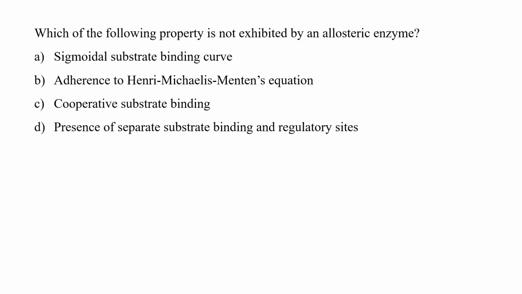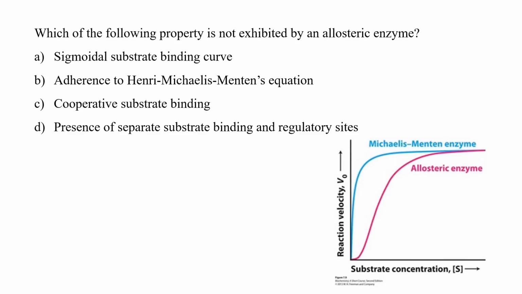Which of the following properties is not exhibited by an allosteric enzyme? So from these four properties, we have to find out which is not a characteristic property of an allosteric enzyme. Sigmoidal substrate binding curve. Definitely, a sigmoidal substrate binding curve is a hallmark feature of an allosteric enzyme.